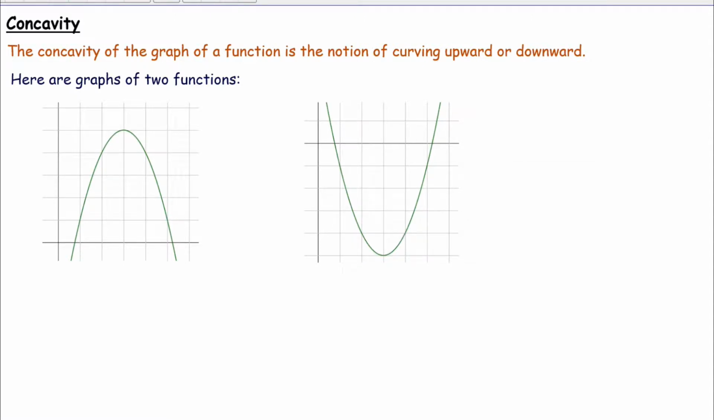The concavity of the graph of a function is the notion of curving upward or downward. Now, before I discuss this in detail, I just want to go through some key points that will help us to understand the idea behind the concavity of functions.